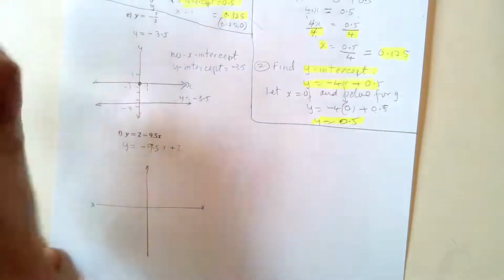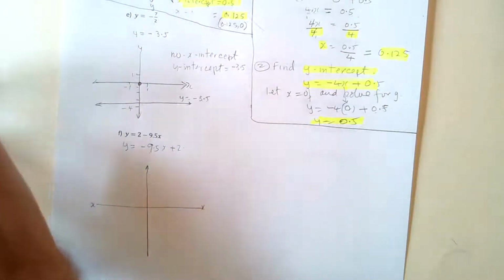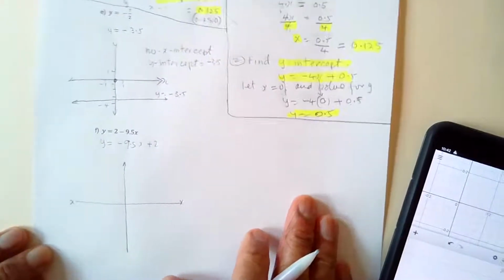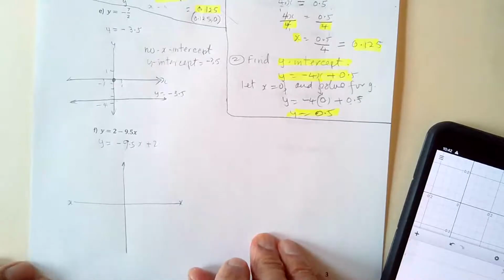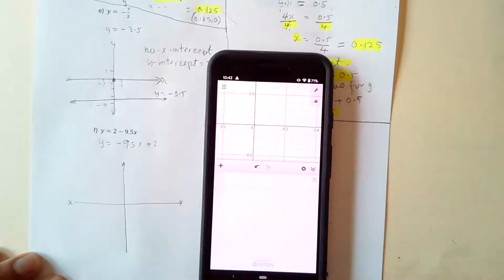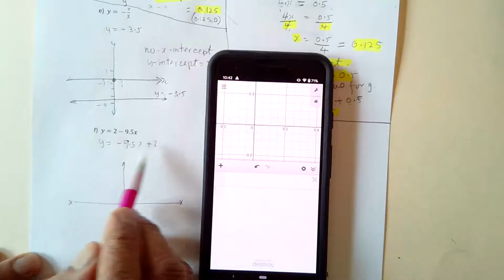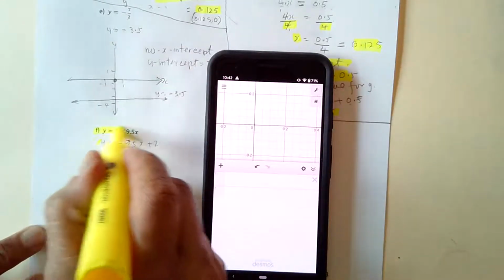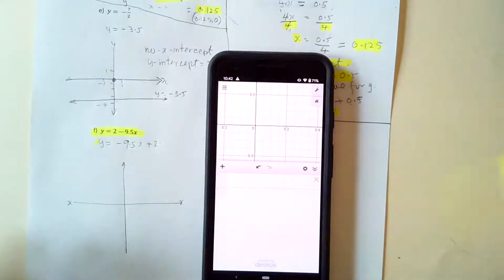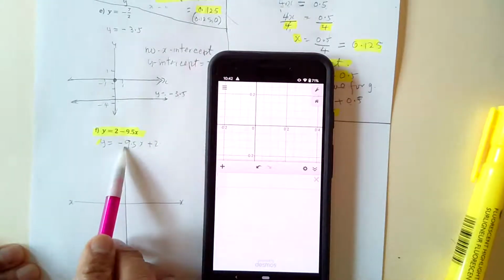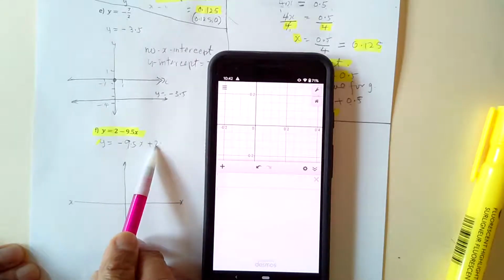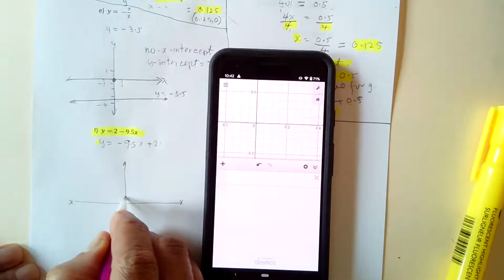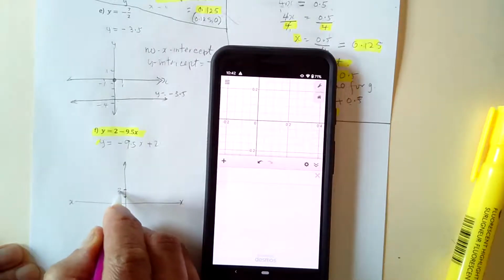So let's use Desmos first to sketch the graph using technology, and then we'll do it using the algebraic method. The first thing I do, I enter my equation. The equation is given to me, which is this one here. I just did this part to show you that the y-intercept should be 2 when we construct our graph. In other words, the line should go through the point 2 here.